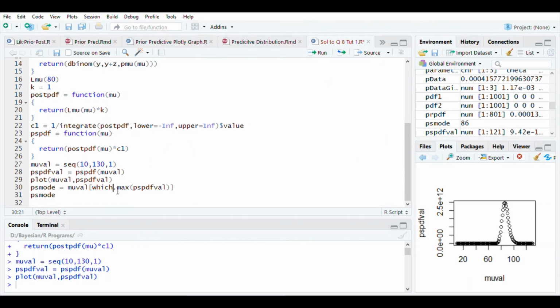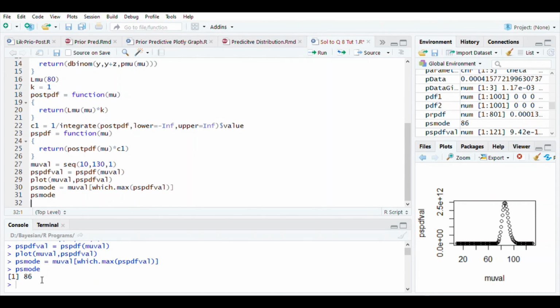To obtain the posterior mode, we will simply look at the maximum value of the posterior PDF, and then look at the value of mu at which the maximum value is attained. That will be your posterior mode. So the posterior mode is 86.